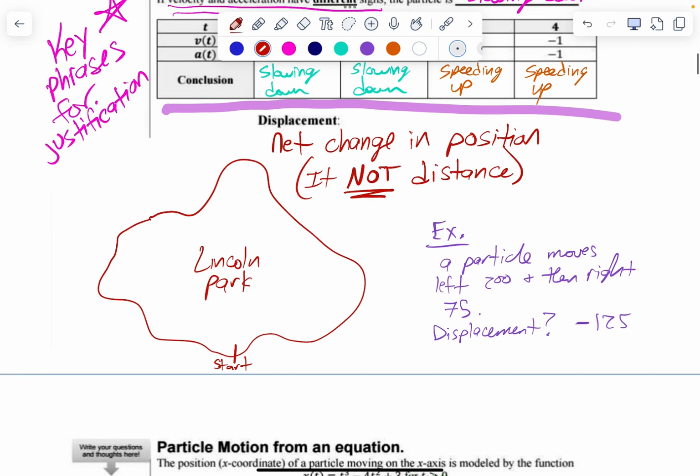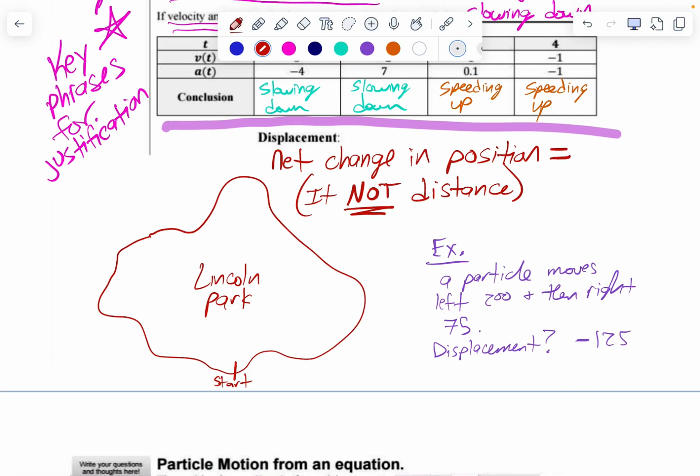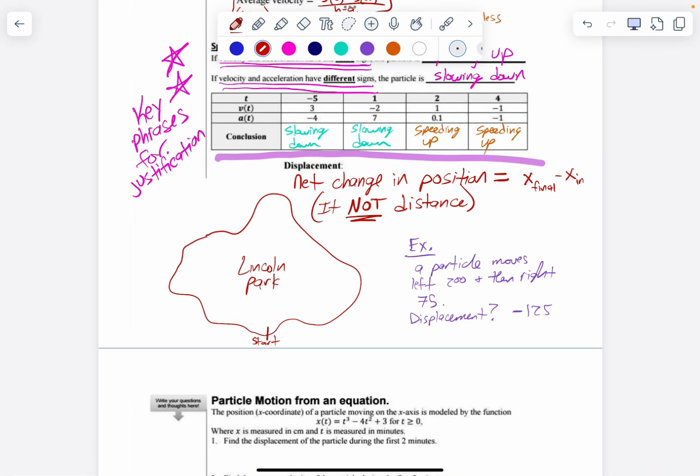Let's write it right here, because this is where you're going to probably see it. It is x final minus x initial. In terms of calculating, if you're given an equation for its motion, that's what you would use. So final minus initial. Does sign matter? What if you did initial minus final? It matters, for sure. You'd get the wrong sign.